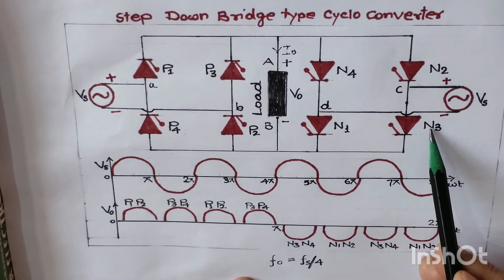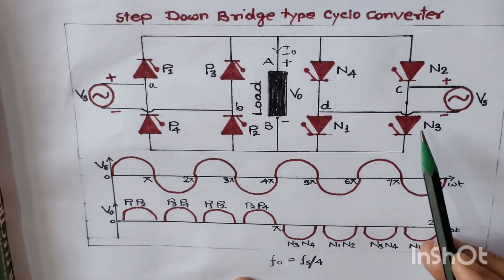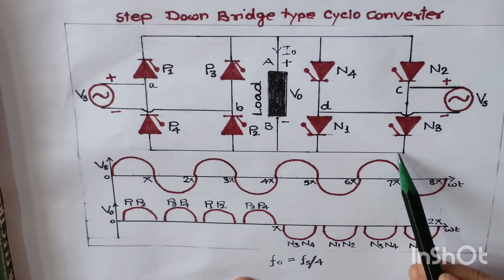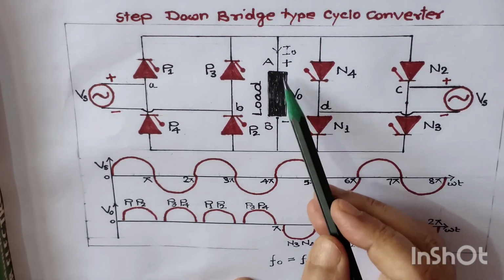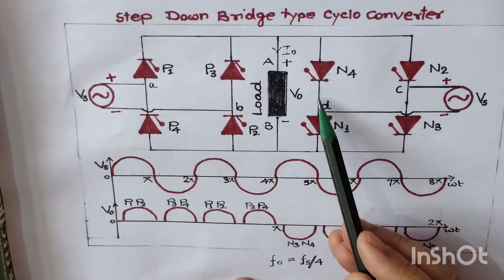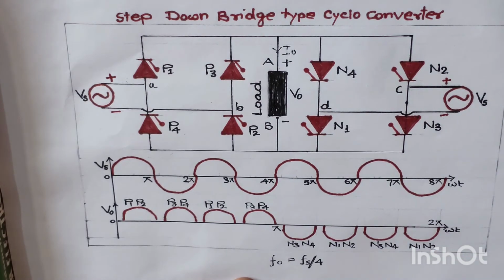Once we supply the trigger pulse to thyristors N3 and N4, how will the circuit complete? From the point C through thyristor N3, supply will come here to the point B, and through the load to the point A, it will come back to N4 and go back towards the negative. It means in this case thyristors N3 and N4 are conducting and we have received the negative polarity output voltage.